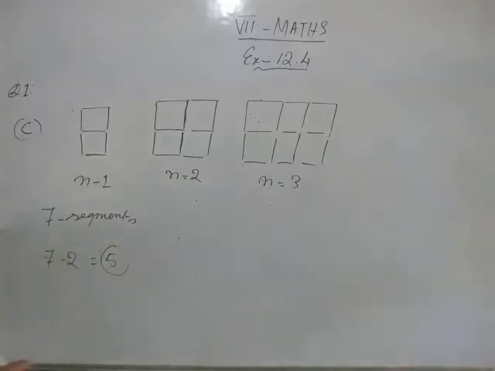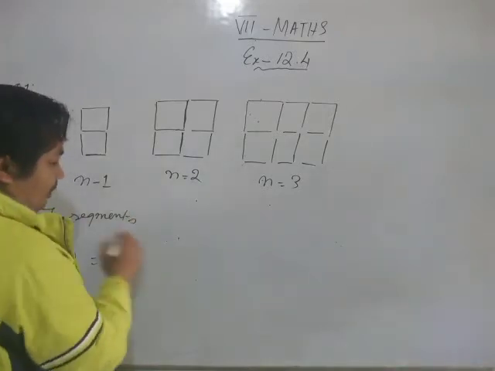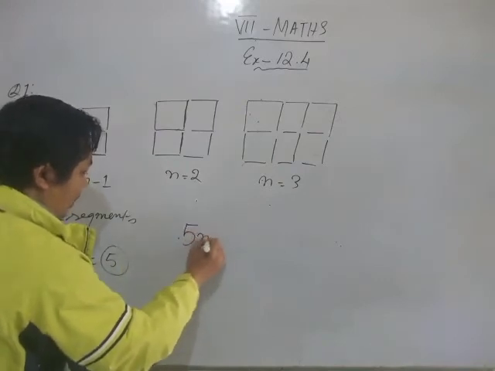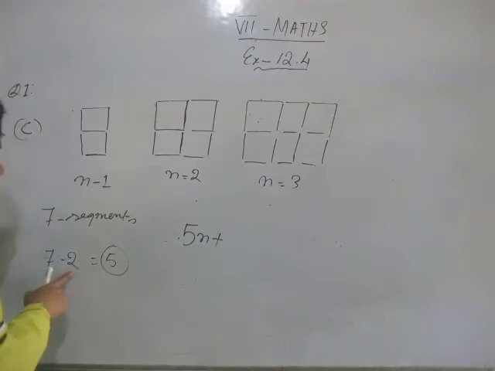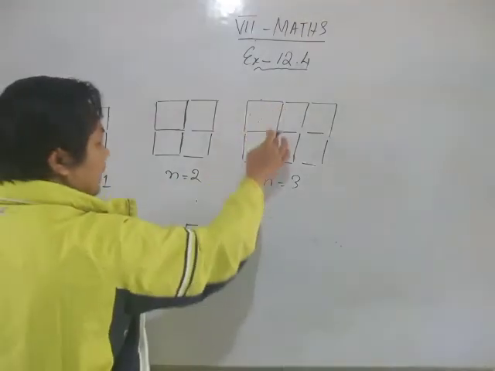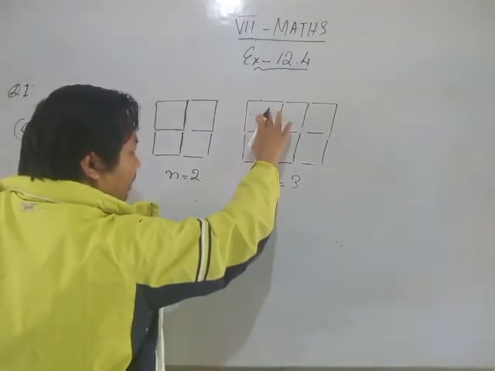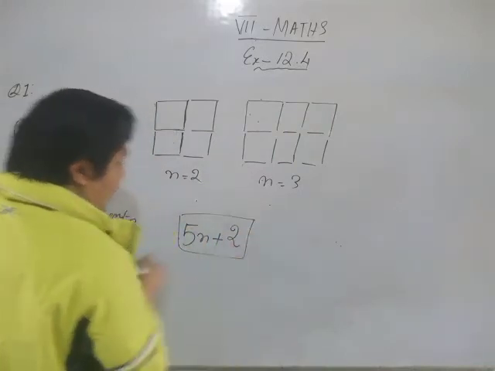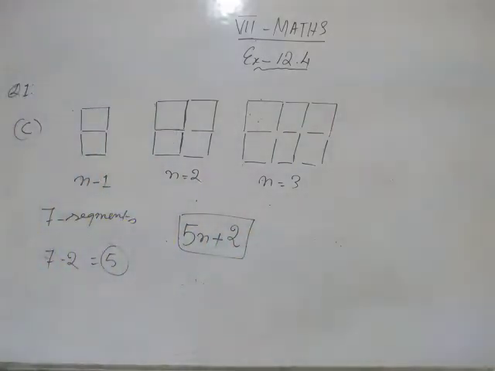Take this 5 and make that expression, not equation, okay? The expression is 5n plus, for what is in common, the number of segments common is 2, so plus 2. So we have to take this expression to find out the number of segments for a certain number of patterns.